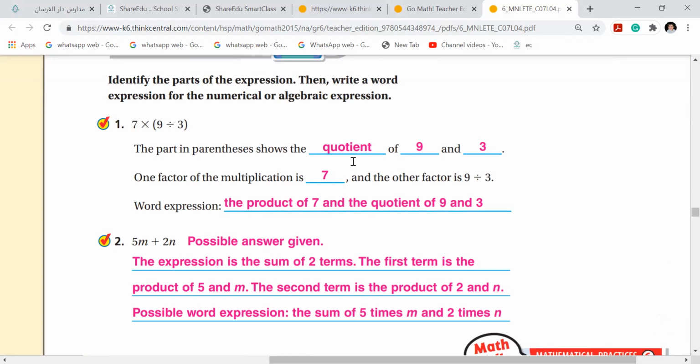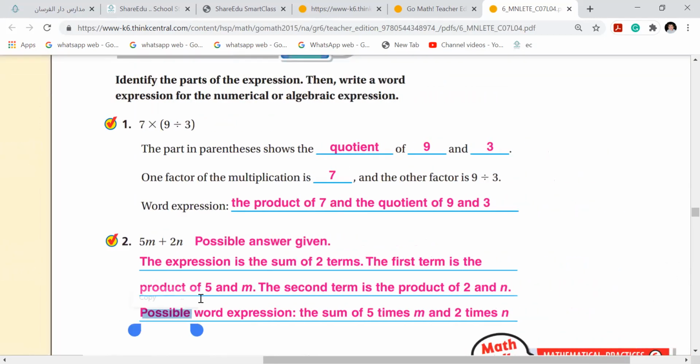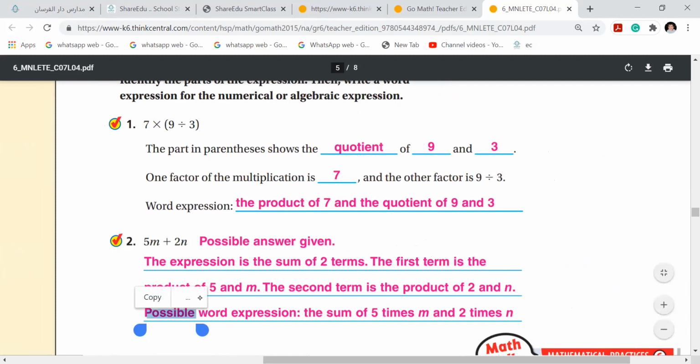The second I'm going to explain to you. As you know, this expression is the addition, the sum of two terms, in which the first term is the product of 5 and m, where 5 is the coefficient and m is the variable. The second term is the product of 2 and n, where 2 is the coefficient and n is the variable. What is the word expression? The sum of 5 times m and 2 times n. In the second question, just write the last line. This line, girls.